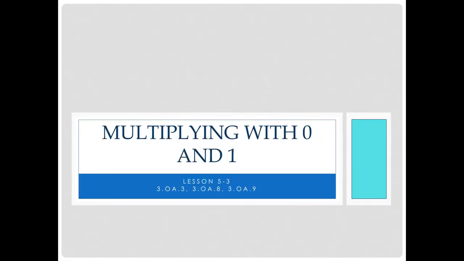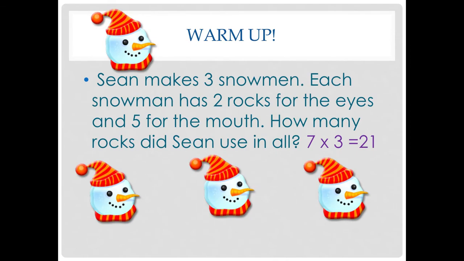Now, lesson 5.3 was multiples of 0 and 1. Oh my gosh, this is one of those easy lessons. But before we go and practice that, we have a warm-up problem with these cute little snowmen. Sean makes 3 snowmans. Each snowman has 2 rocks for his eyes and 5 rocks for his mouth. How many rocks did Sean use in all?